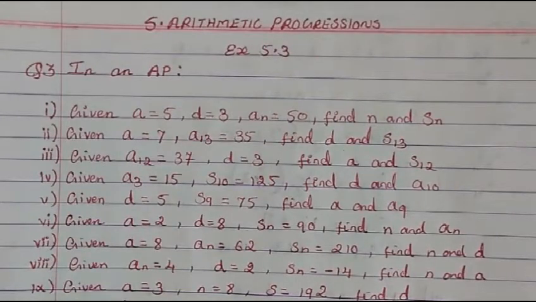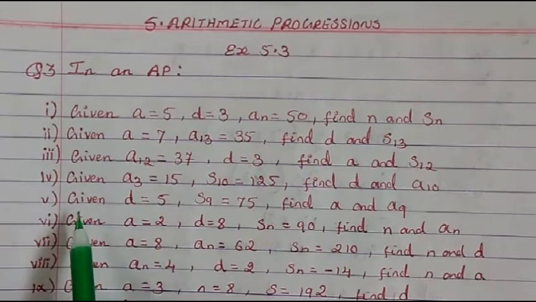Today we are going to study from class 10 chapter 5, arithmetic progressions, exercise 5.3, question 3. We have already seen the third part of these questions. So here we will see the fourth and the fifth part of the questions.